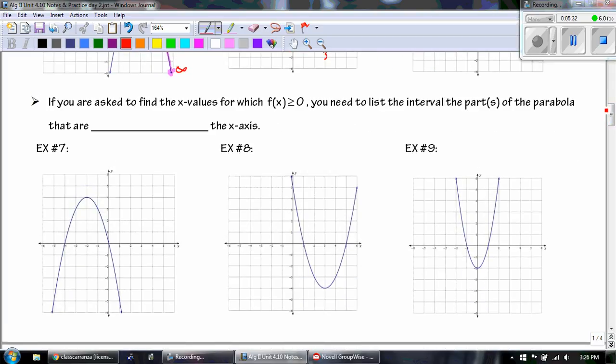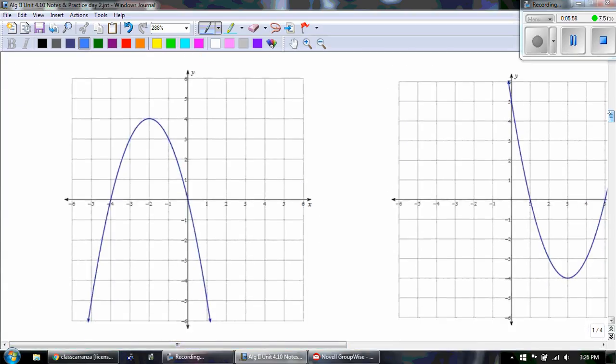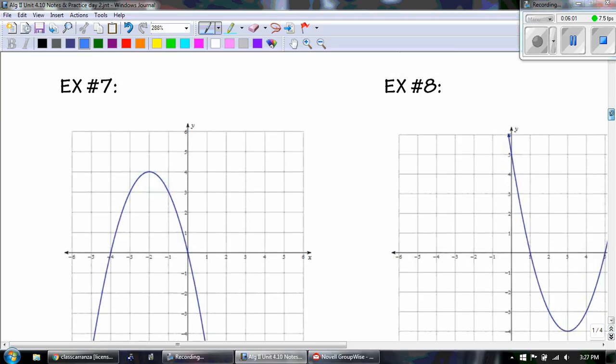If you were asked to find the x values for which f of x is greater than or equal to 0, you need to list the interval or the parts of the parabola that are above the x-axis. We did this before and everybody hated it. They thought it was so hard, but it's really not that bad. So here is my x-axis. I need to ask myself, where are we above?